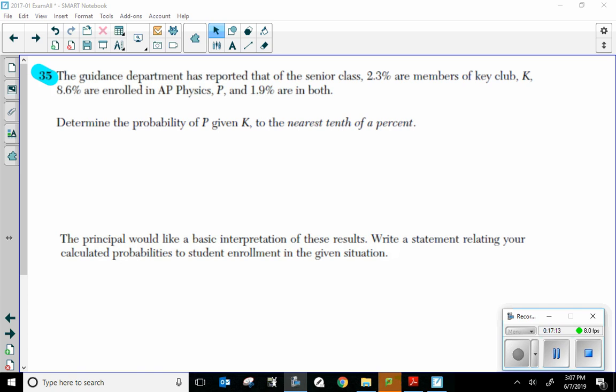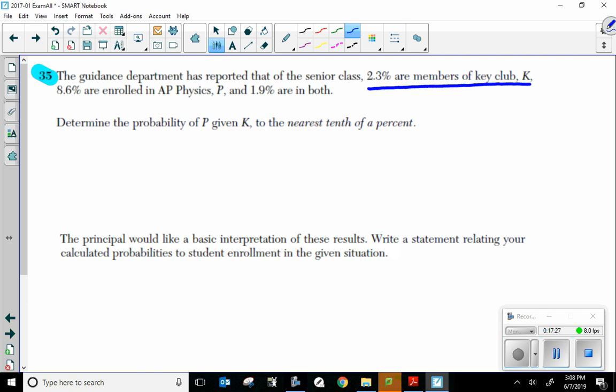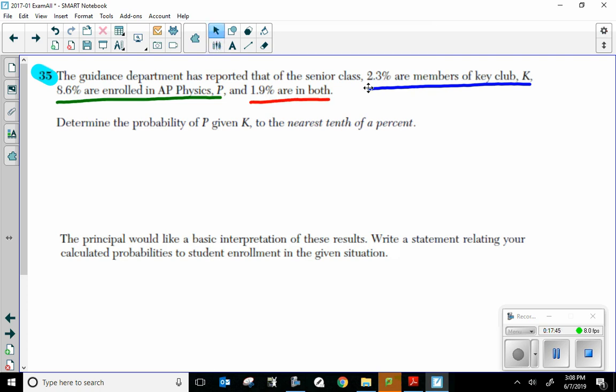Oh, 35. Data and stats. Love it. The guidance department has reported that of the senior class, 2.3% are members of Key Club, which we'll call K. 8.6% are enrolled in AP Physics, which we call P. And, oh, isn't this lovely? 1.9% are in both. Determine the probability of P given K.